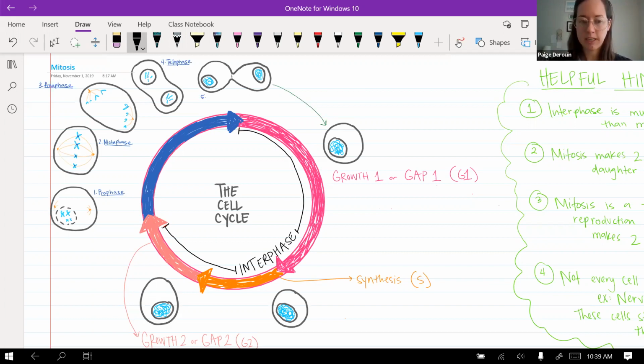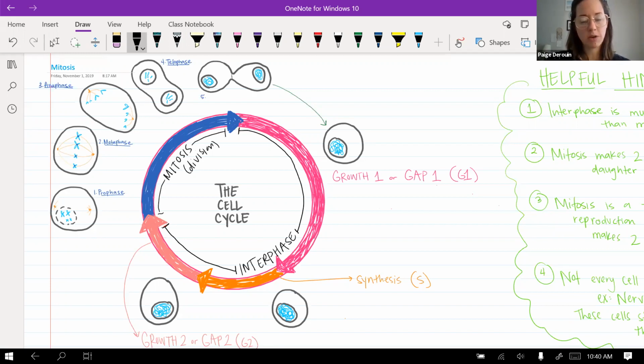The blue arrow is mitosis, which is the actual cell division moment. So this is mitosis, which is division. And the size of the arrows is also intentional. Mitosis is a lot shorter than interphase. Most cells will spend most of their time in interphase, which is just preparing to divide and also sort of living their regular life. And we'll talk about that in just a moment.